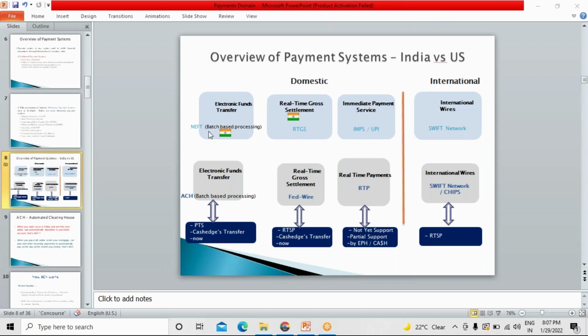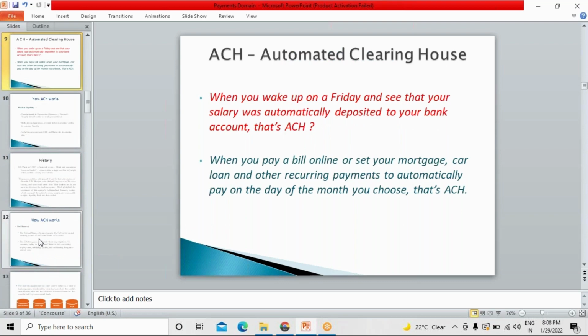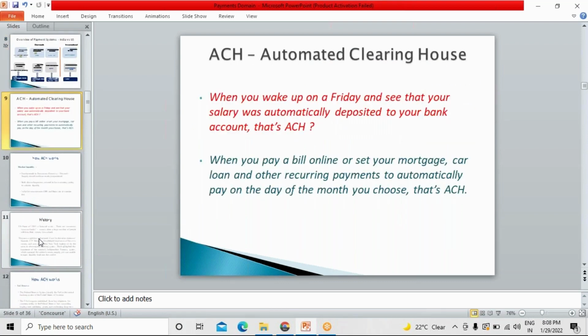But when we study the overview of India versus the US payment systems, we have to know about automated clearing houses. This is what ACH stands for, right? ACH stands for automated clearing house, which normally happens automatically, like EMI transactions. For example, we have taken a loan. Whenever we have taken a loan, some amount of money is deducted from our account every month, like EMIs every month.